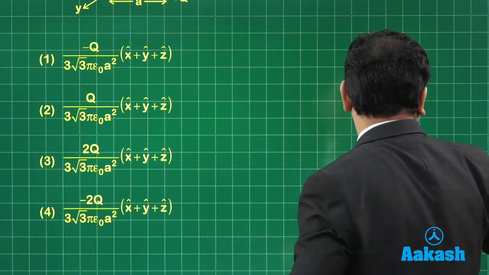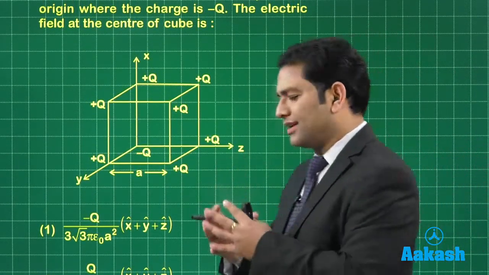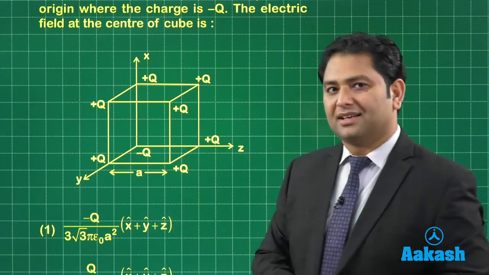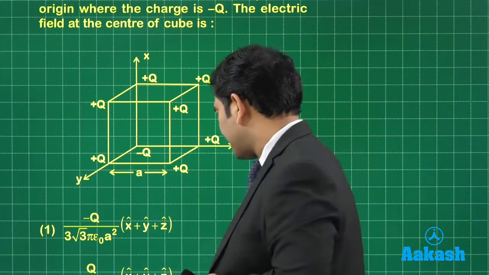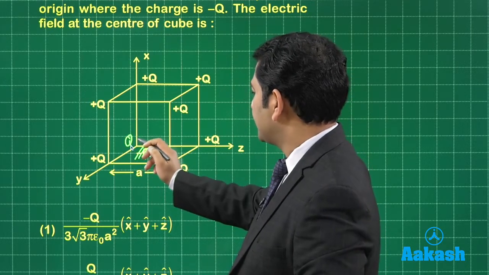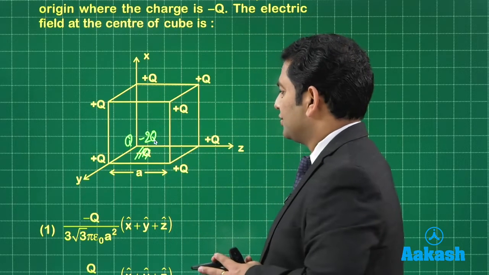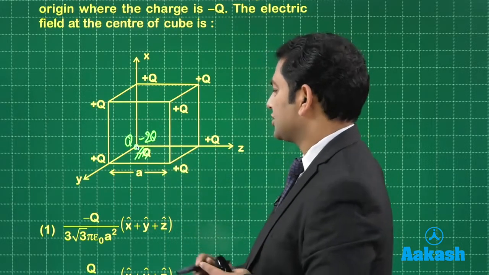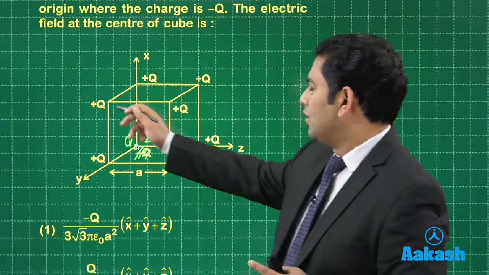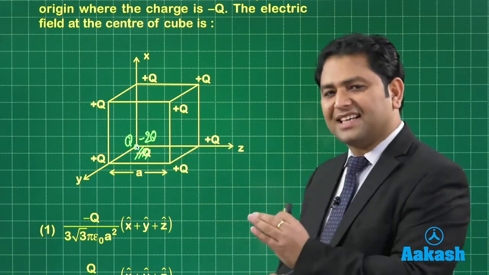Now, is it that we'll start writing the field due to each charge and add them vectorially? Well, in principle, yes, but we are not going to do that. Because if I split this minus q as q and minus 2q, that's what I need to do, the total charge would be minus q. And by doing so, the electric field due to all q at the center would be 0.